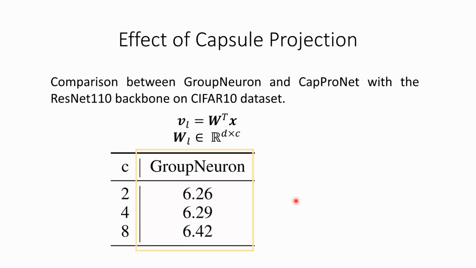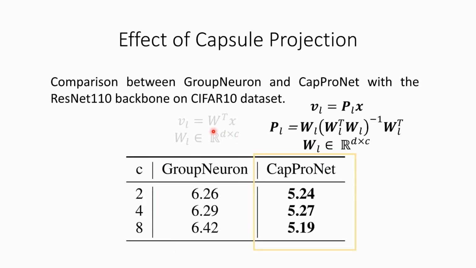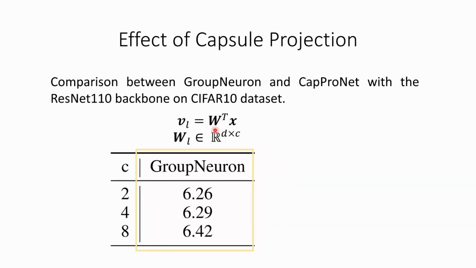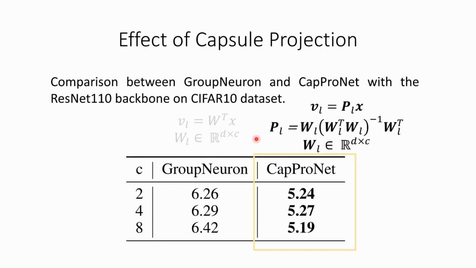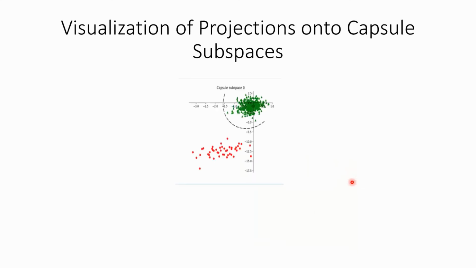For this experiment, what we did is that instead of orthogonally projecting, we take the W matrix and we create a capsule of C dimensions directly by transforming this feature vector onto data space, and compare the result with the actual CapPro layer. As you can see here, orthogonal projection plays a significant role in improving the performance of this model. We also visualize the projection onto capsule subspaces.